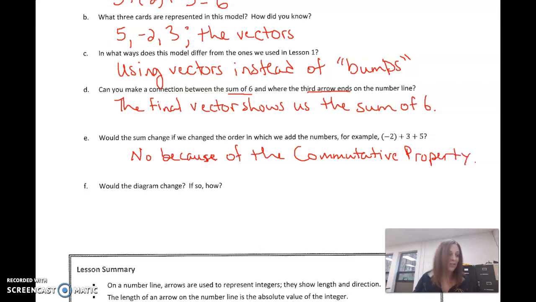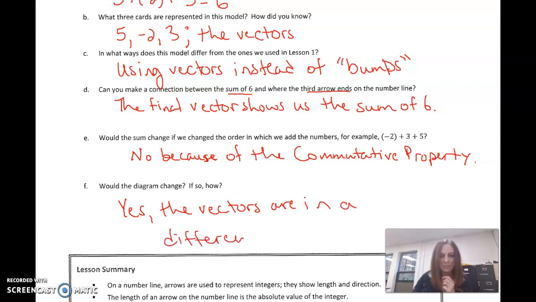And would the diagram change? Yes, it would. The vectors are in a different order. But let's write that down, then I'll show you something. Okay. So we know the sum is not going to change, but is the diagram going to change? Yes. They're in a different order.